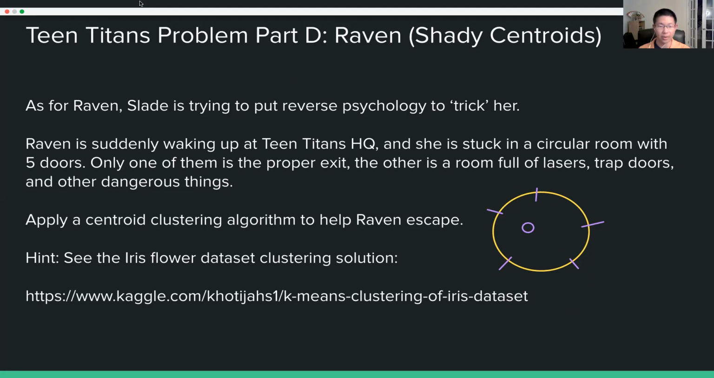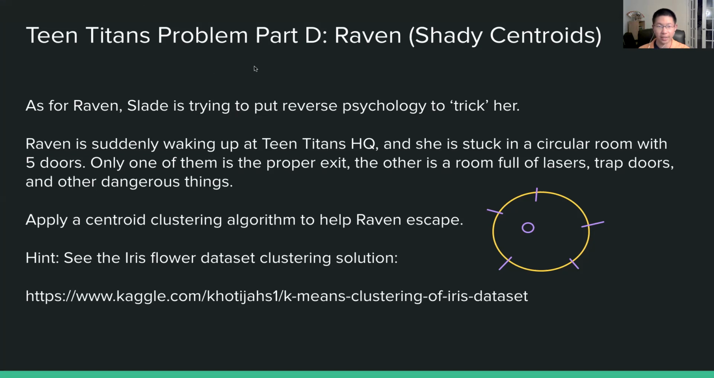Episode 8 will tell you more about it. And of course, I have a great Kaggle site from user Kohotjaz1 that will tell you via an iris data set how this solution would work. Except that's just a 3-class problem, while for Raven it's a 5-class problem.